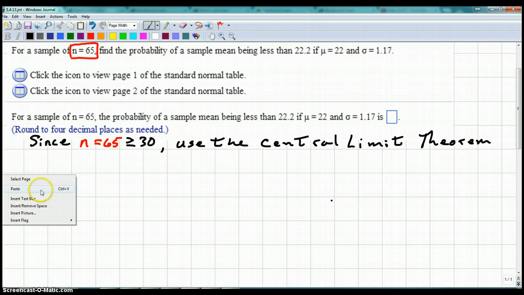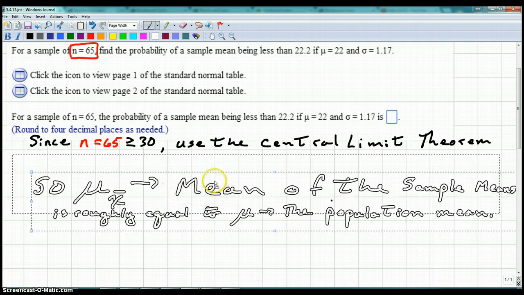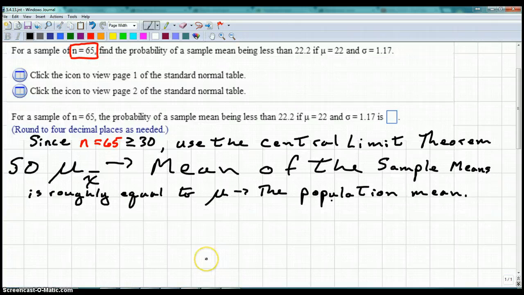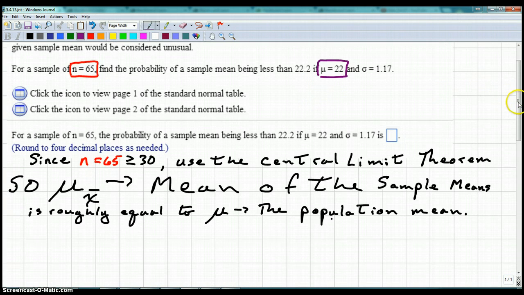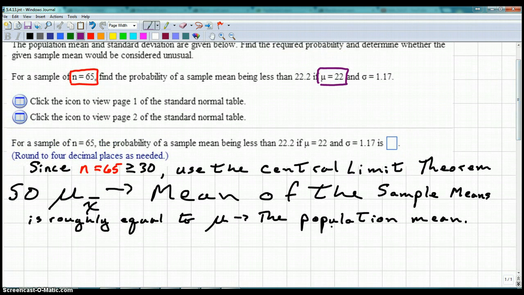Okay, and we also need to remember that this means that mu sub x bar, which is the mean of the sample means, is roughly equal to mu, the population mean. And mu right here is going to be 22. And that's going to be a key for us. And then we're going to talk about the standard deviation.